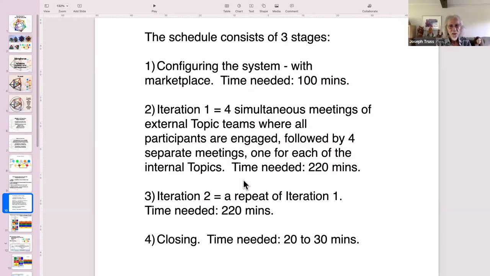Yeah. So iteration 2 is a repeat of iteration 1. Each of those takes about 220 minutes. And for closing, we need 20 to 30 minutes. So we're talking about 10 and a half hours if you want to do it all in one day, or you start in the evening if you want to have that social time, and then you run it for 8 to 9 hours on the following day.